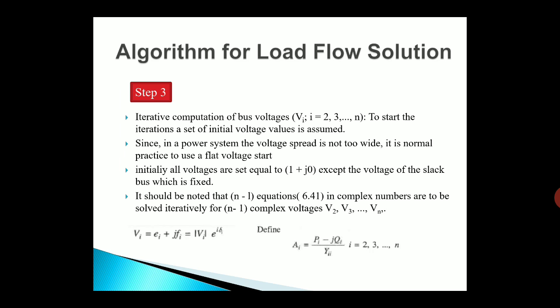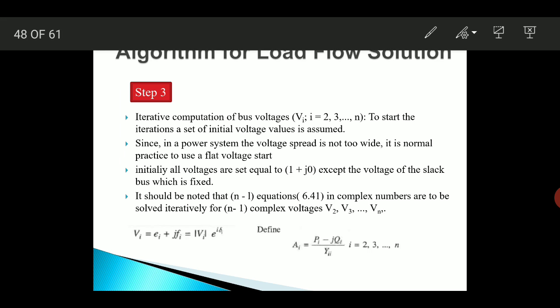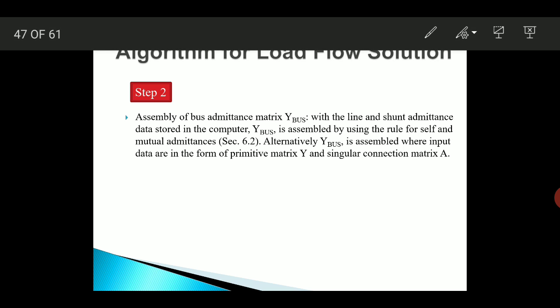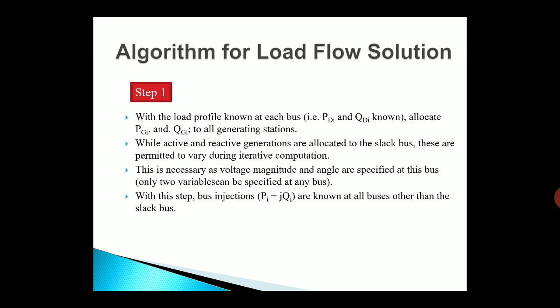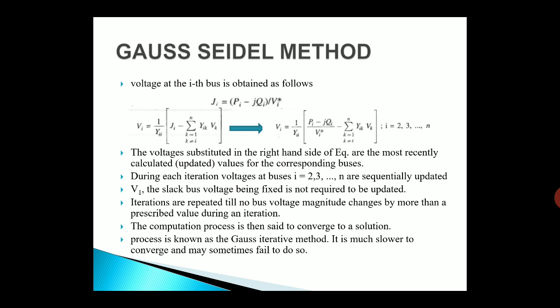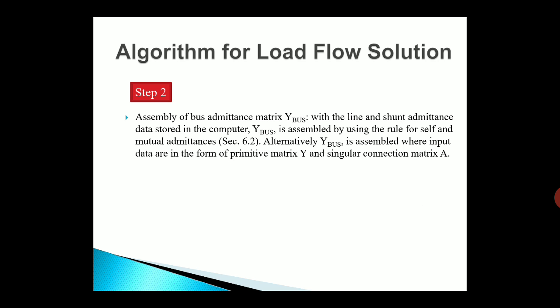Okay, so now this Ai can be computed. These Ai are Pi minus jQi divided by Yii. These are part of the equation. You can see they are part of the equation, this Pi minus jQi divided by Yii. So these are all parts of the equation that need to be formed.